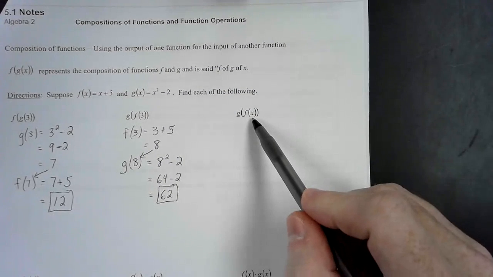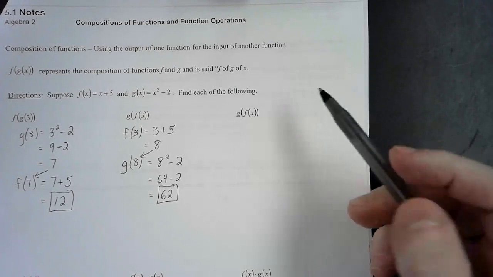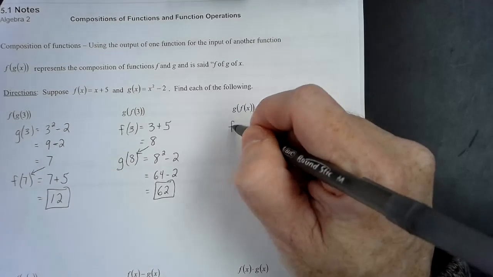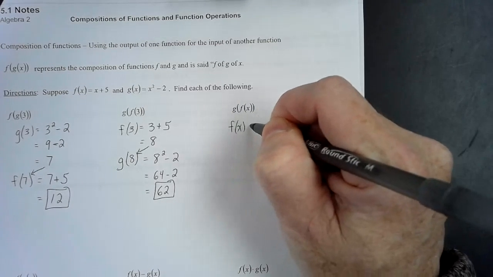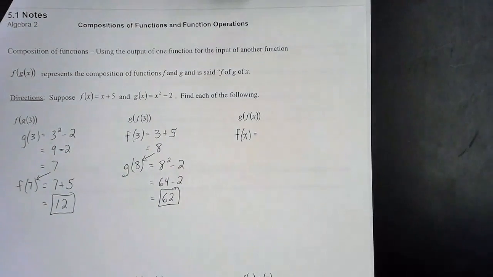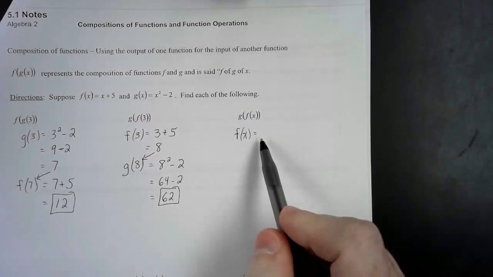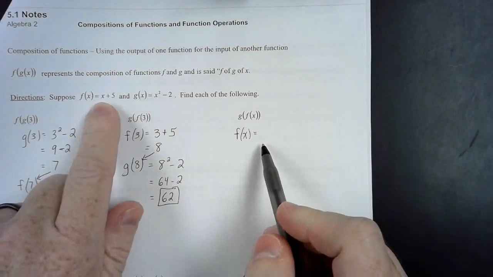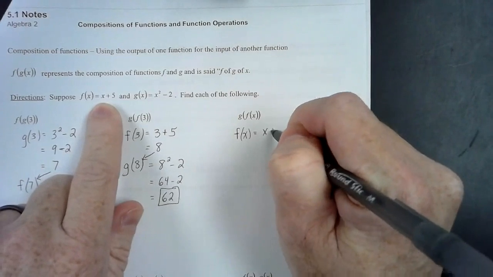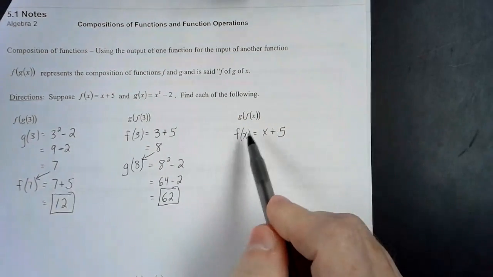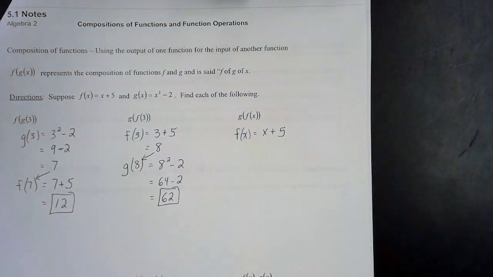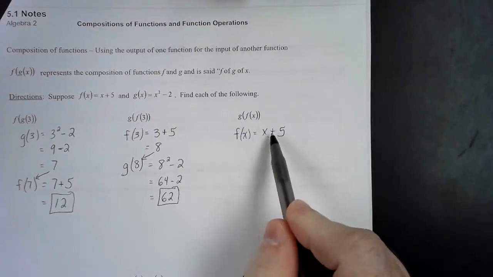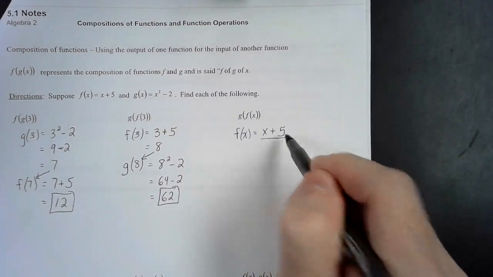Innermost, f of x. So I'm going to go and do f of x. So you might be asking, well, what is x? Well, x is x. We don't have a number value for it, so I'm just going to plug x in for x, as crazy as that sounds. So f of x is x plus 5. So I plugged x in for x. That can't get simplified, so this is our answer.